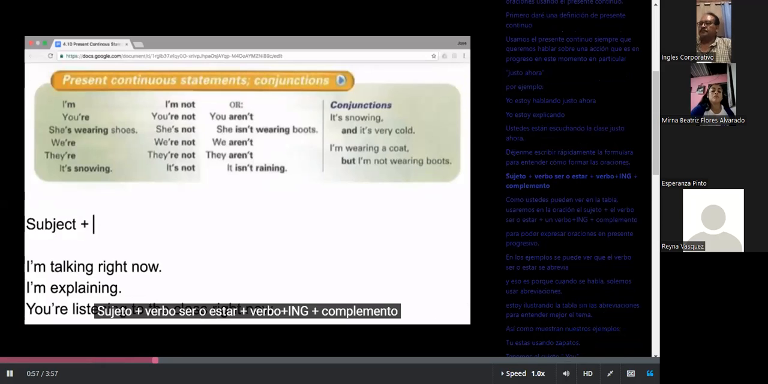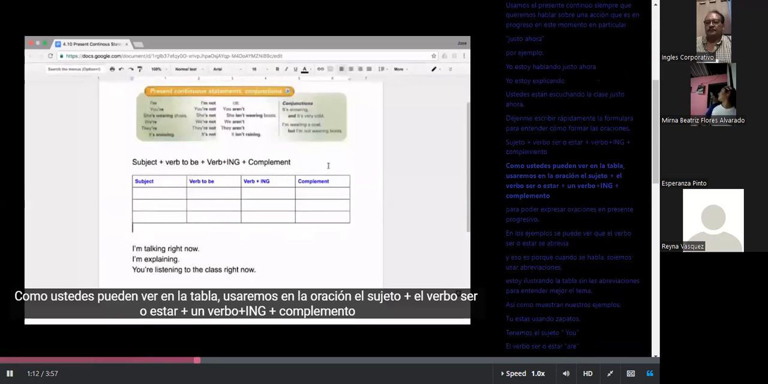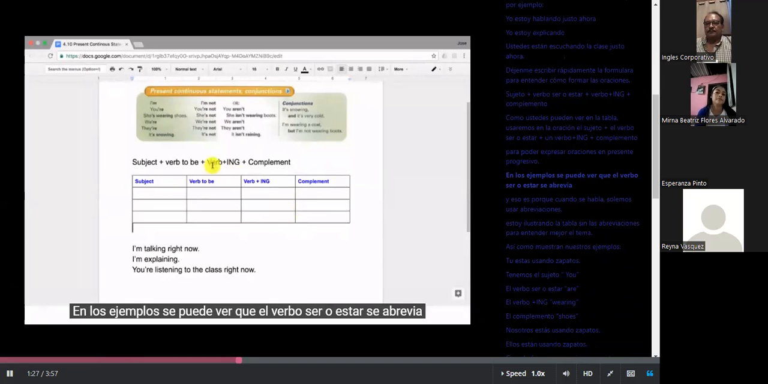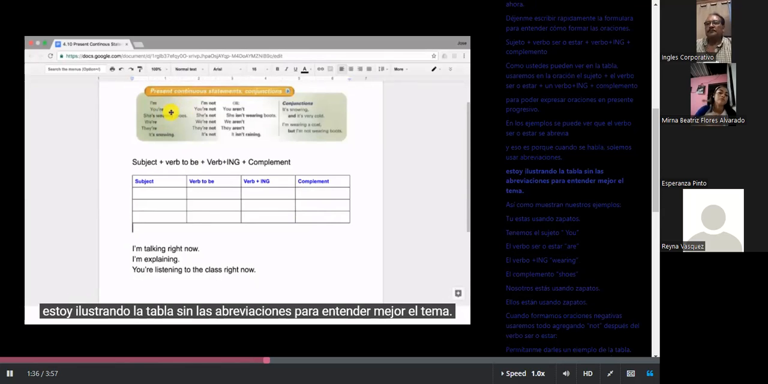Let me write a quick formula in order to understand how to form these statements. Subject plus verb to be plus the verb plus ing plus some kind of complement. As you can see on the chart, we will use the subject of the sentence plus the verb to be plus the verb in its ing form plus some complement in order to express sentences in the present progressive. On the examples, you can see the verb to be is contracted, and that's because when spoken, we typically use contractions. I'm illustrating the chart without the contractions to better understand the topic.